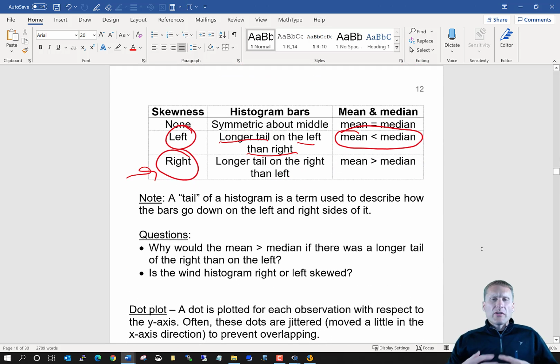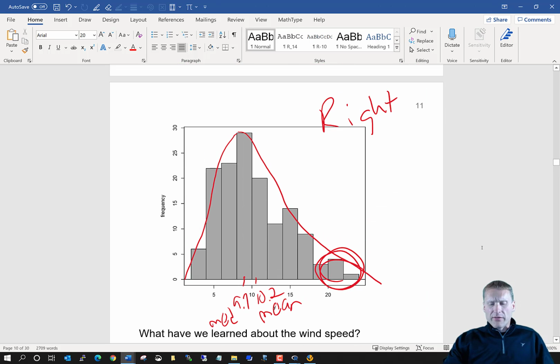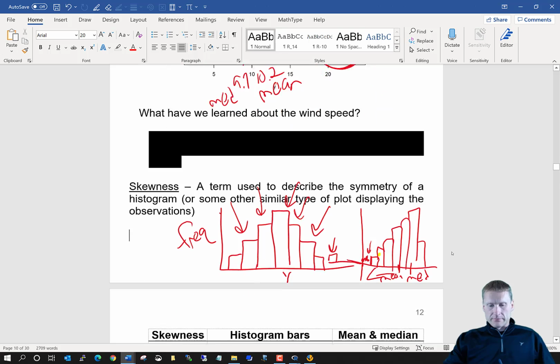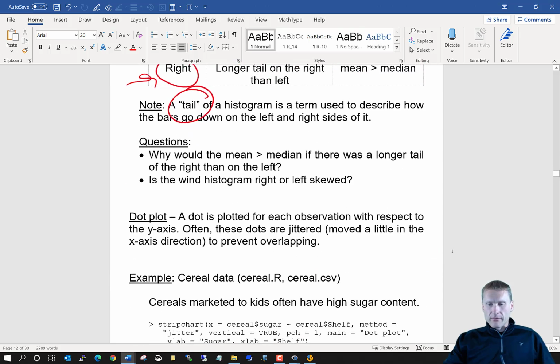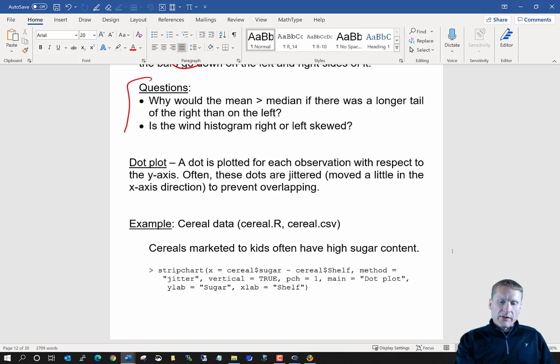And so the term skewness is a way to describe what we have seen there with this histogram. Notice I used the word tail of a histogram. Sorry, I should have defined that before. Basically, the extreme portions of the histogram, far left, far right, are often what's called the tail of the distribution of these frequency counts. So here are some questions, and I've already answered those questions. Okay, let's move on to a new plot.